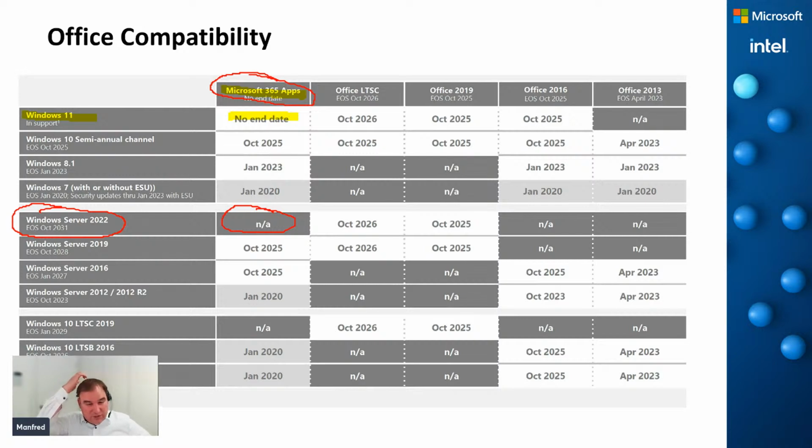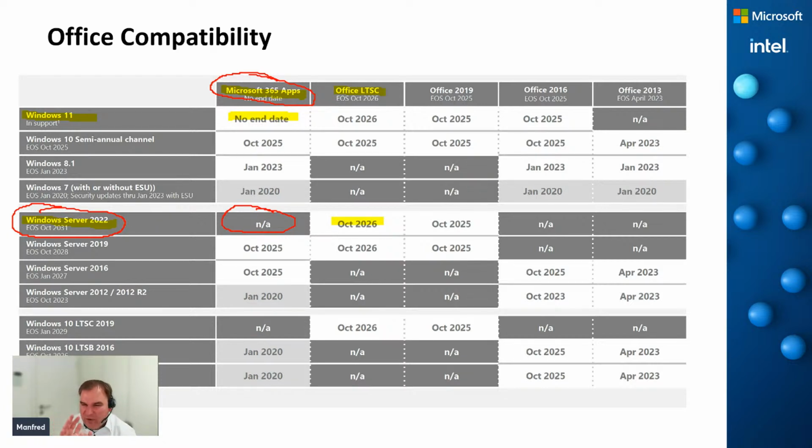To explain this situation, Microsoft says if you are running a modern lifecycle application like Office from the Microsoft 365 apps, then you also need a modern operating system platform like Windows 11. If you want to run a long-term servicing operating system like Windows Server, then you should use a long-term servicing Office app like Office LTSC, long-term servicing channel, from the volume licenses.